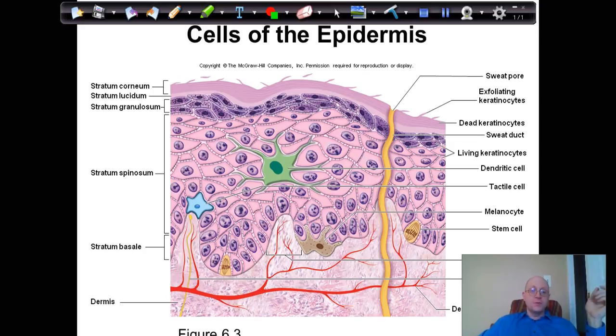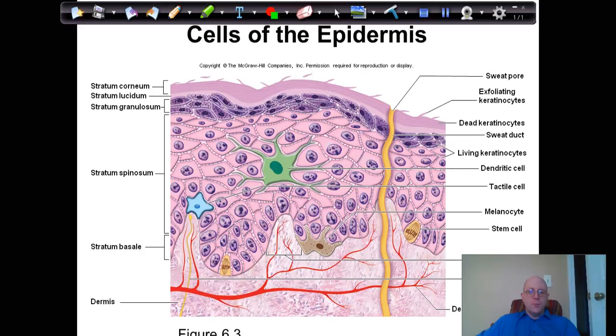Merkel cells are named for the guy who described them first, because anatomists like to name things after themselves. But tactile cells give you a tactile sensation, which means it's a sense of touch. This is not the only cell that's involved in giving you a sense of touch, but it's one of your receptor cells. The tactile cells are epithelial, though. They're not neurons. However, underneath every tactile cell, there's going to be a thing called a tactile disc.